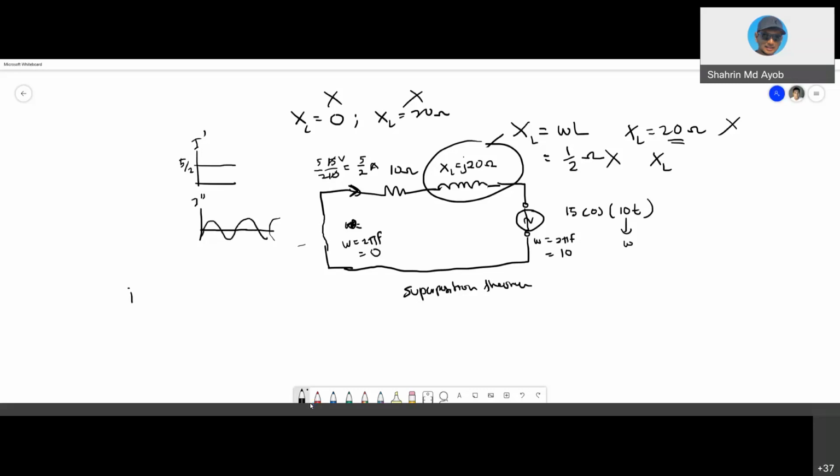So your I total should be the summation of I prime and I double prime. Since this one is constant plus an AC, maybe it is shifted up. So maybe your current will be like this. Okay, because it is constant plus AC, it is shifted up. This is your total AC waveform.